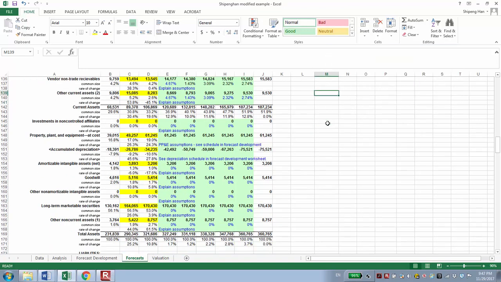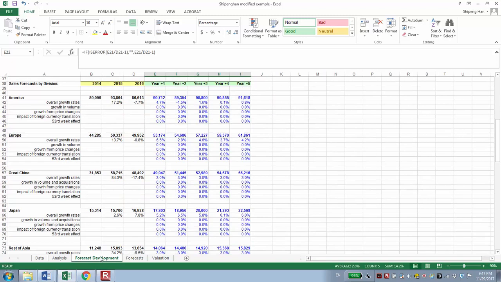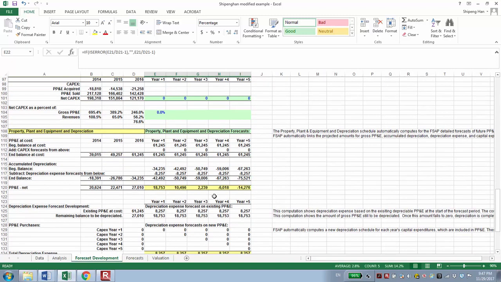Okay, next is property, plant, equipment, and its contra account accumulated depreciation. And this part, I have a different video to introduce the forecast of these two accounts. Okay, actually it is complete in this section.